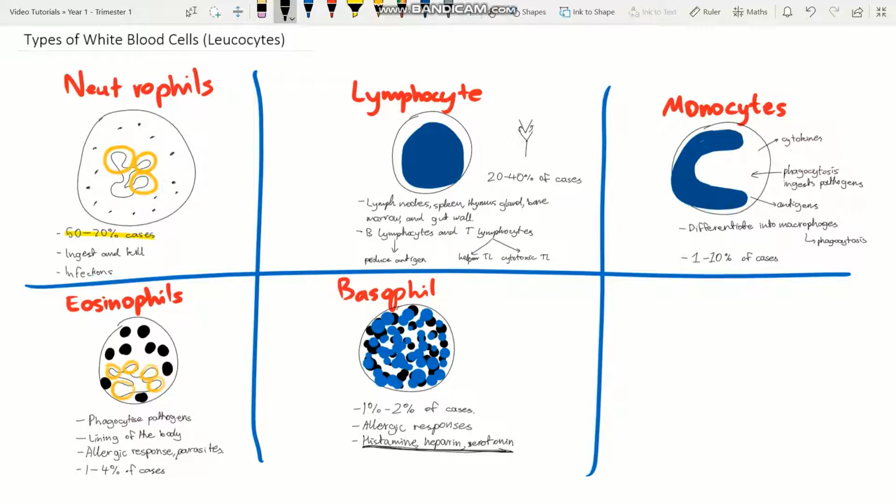Eosinophils, on the other hand, have coarse granules. They also phagocytize pathogens and are present in key places such as the linings of the body. And they are involved in allergic responses as well as parasites. And finally, we looked at basophils, and these are the least prominent white blood cell in the body. They are present in only 1 to 2% of cases, are involved in allergic responses, and release heparin, histamine, and serotonin.